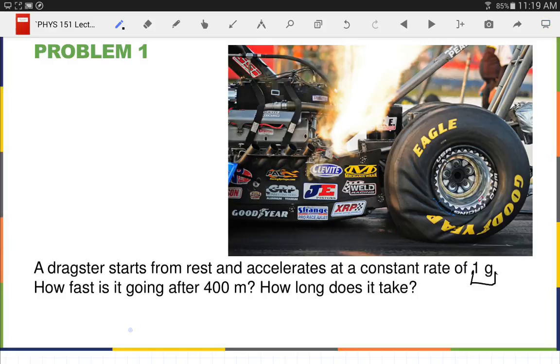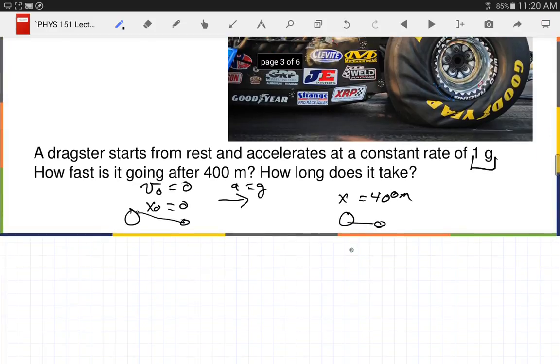I would start with drawing my picture. So it starts here with v initial is 0, x initial is 0, acceleration equals g, ends up over here with x equals 400 meters. And I'm looking for first, how fast is it going? What variable is conspicuously missing? It doesn't have time, is that what you said? It doesn't have time. So I'm going to choose the equation without time to find the speed it has at the end. So I will be looking for the final speed here.